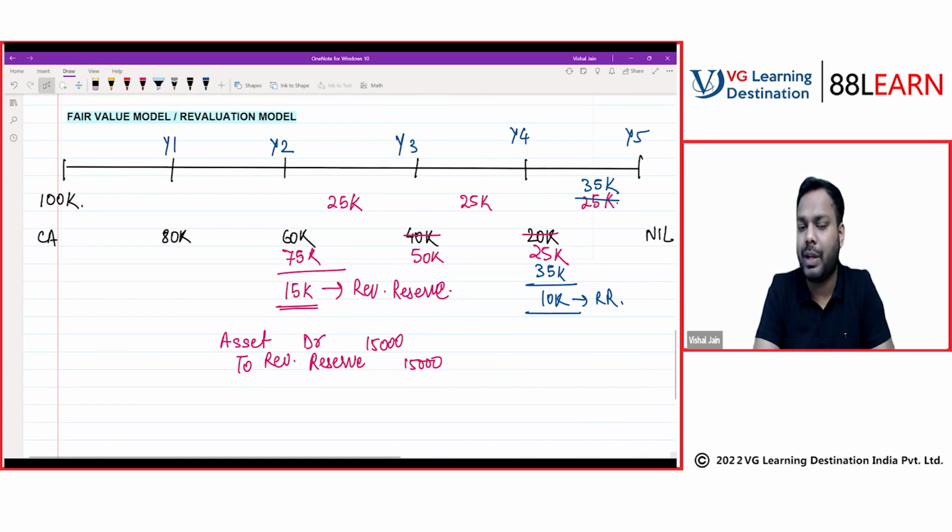Apurva, 25K. See, at the end of year 2, what is the carrying amount? 75,000, right? What is the remaining life? 3 years. So 75,000 divided by 3 years is what? 25,000, right? What is the meaning of carrying amount? Carrying amount means the book value of the asset, the value at which we are recording the asset.